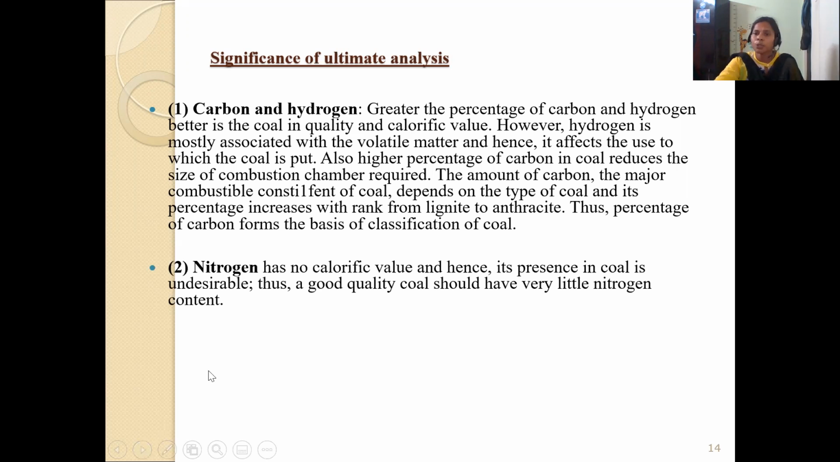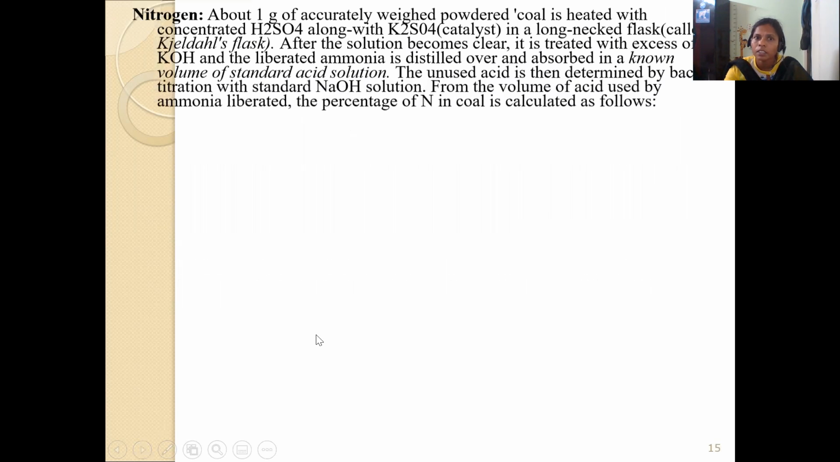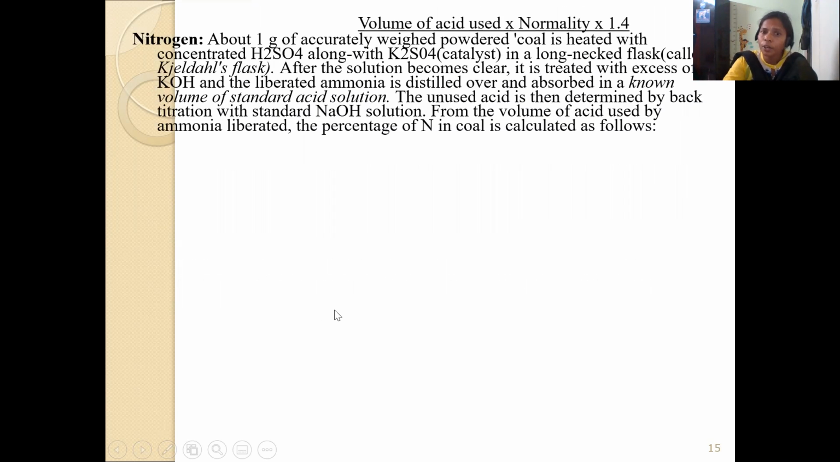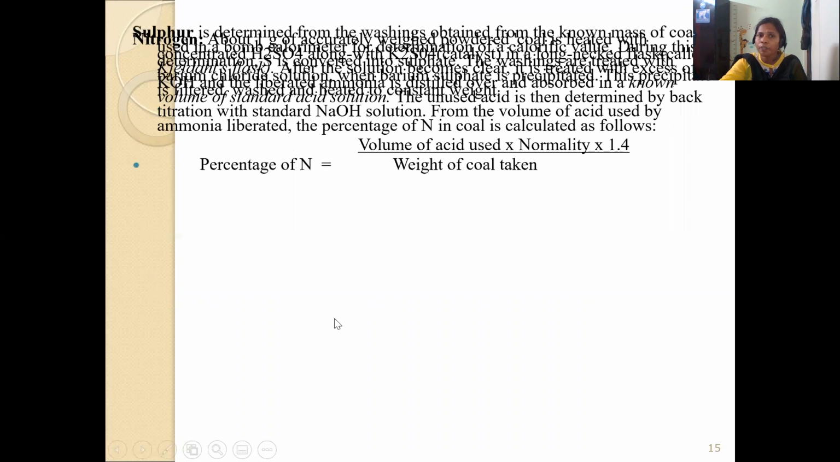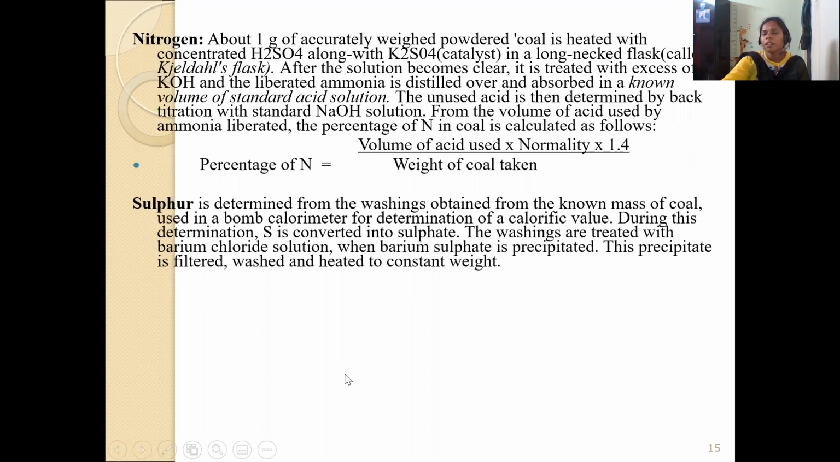And next, let us see nitrogen. Nitrogen has no calorific value and hence its presence in a coal sample is undesirable. So a good quality coal should have very little nitrogen content. But how are we going to find out the nitrogen? Nitrogen is not acceptable because its calorific value is very, very low. But let us see how to find out the nitrogen.